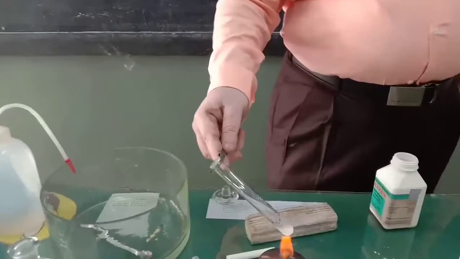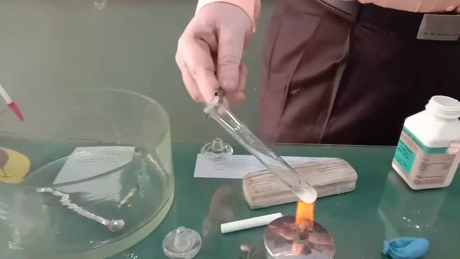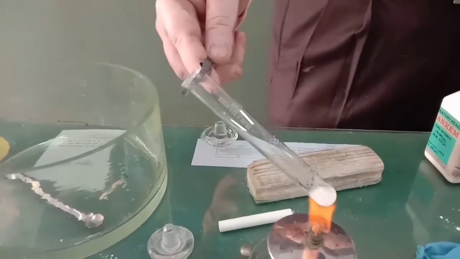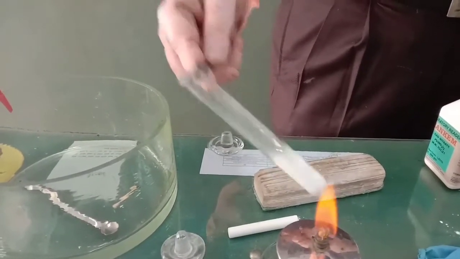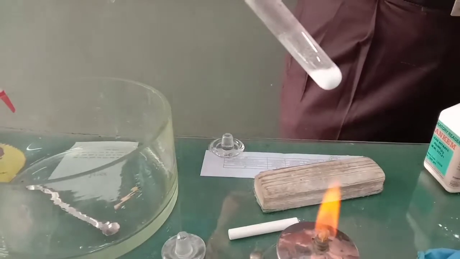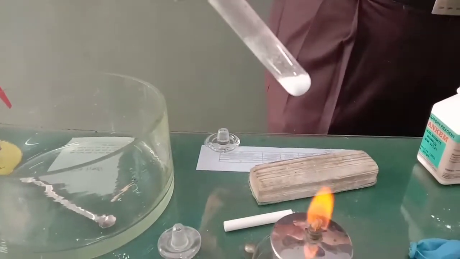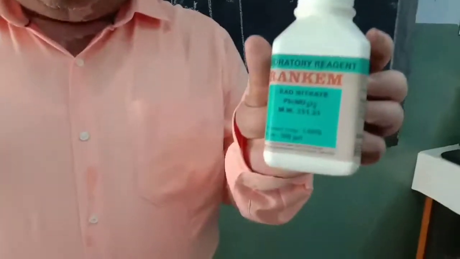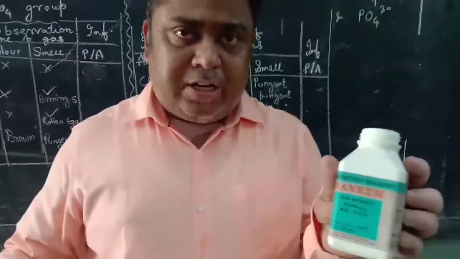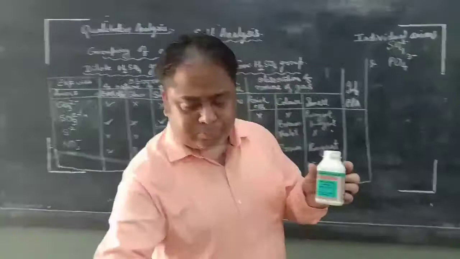Now let us see this. Will we get the same prominent brown fume with dilute sulfuric acid? It will take some time for the water to evaporate at first. No. So that much of fume is not coming out with dilute sulfuric acid. So NO3 is not a dilute sulfuric acid group. It is a concentrated sulfuric acid group.